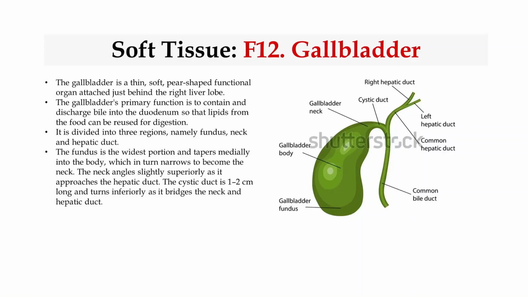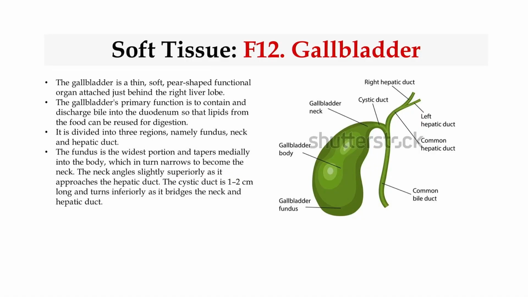We are going to look into the structure in a moment. The fundus is the widest portion and tapers medially, which in turn narrows to become the neck. So the fundus tapers and then finally forms a neck, right? The neck angles slightly superiorly as it approaches the hepatic duct. The cystic duct is about 1 to 2 centimeters long and turns inferiorly as it bridges the neck and the hepatic duct, right?